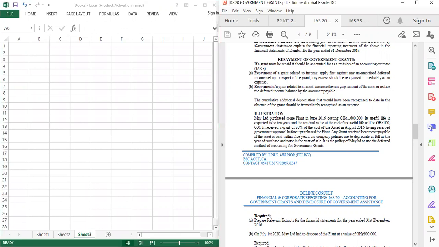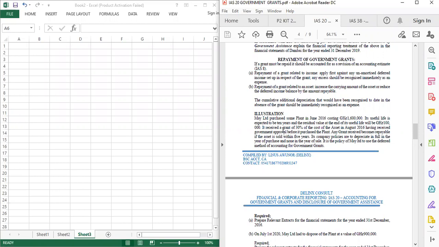Let's move on. May Limited. Is it the May Limited? Exactly. Okay, so May Limited purchased some plants in June 2016, costing 1.6 million Ghana cedis. Its useful life is expected to be 10 years, and the residual value at the end of its useful life will be 100 Ghana cedis. It received a grant of 30% of the cost of the assets in August 2016, having received government approval before it purchased the plant.